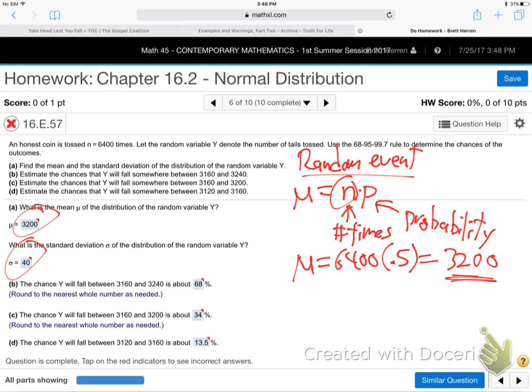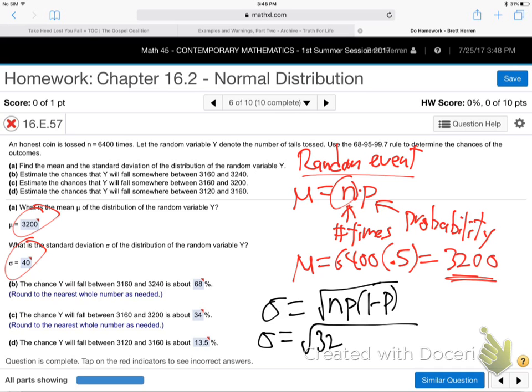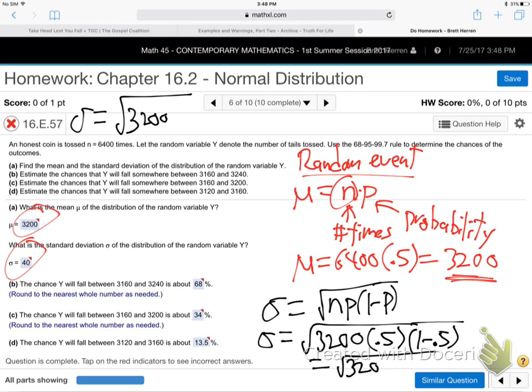And then there's a standard deviation. Let me give you the formula for standard deviation. Standard deviation is the square root of n times p times 1 minus p, all in a square root. That's the amount you're going to be off of the middle. So n is 3,200, p is still 0.5, times 1 minus 0.5. Let me bring it up here. So it's the square root of 3,200 times 0.5 times 0.5.